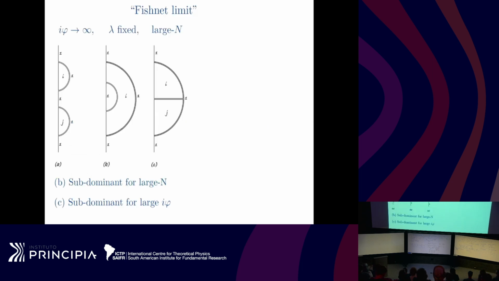But what is more important, we can now take a particular limit which allows us to resum the perturbation series to all orders. And we call it a fishnet limit because it's somewhat reminiscent of what other people call the fishnet limit, for the reason that we take a certain angle, multiply by i, and send it to infinity. Normally in the fishnet limit you would then send λ times this e^{iφ} to infinity, but here we keep λ fixed. However, we still take N to infinity.